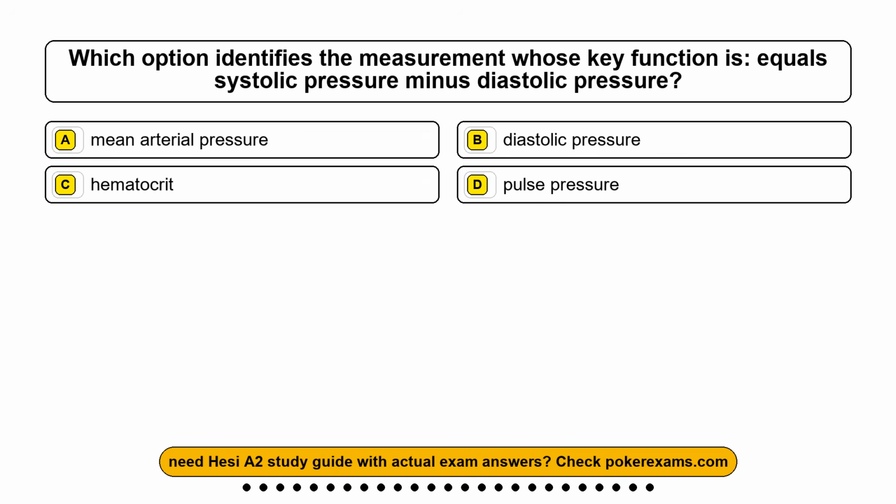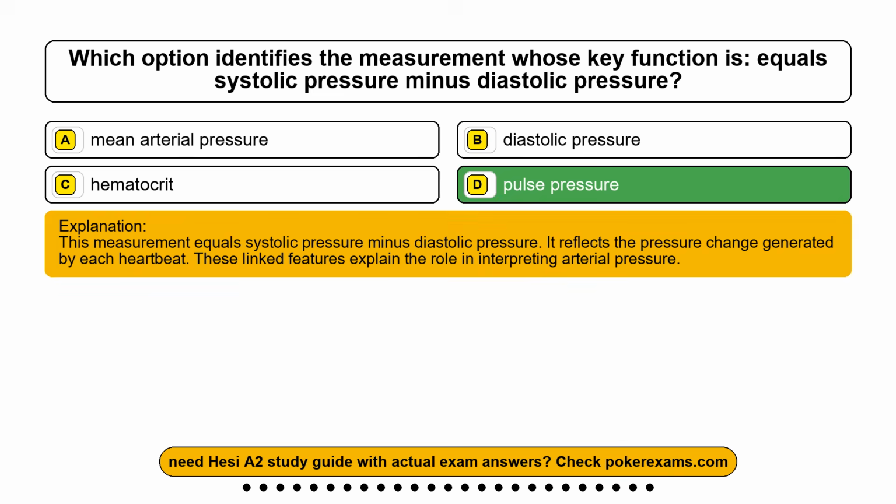Question 24. Which option identifies the measurement whose key function is equals systolic pressure minus diastolic pressure? Option A, mean arterial pressure. Option B, diastolic pressure. Option C, hematocrit. Option D, pulse pressure. The correct answer is option D, pulse pressure.